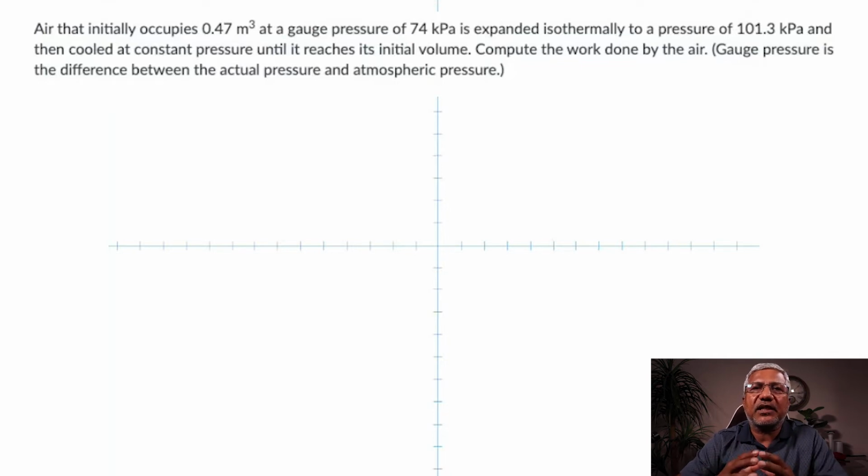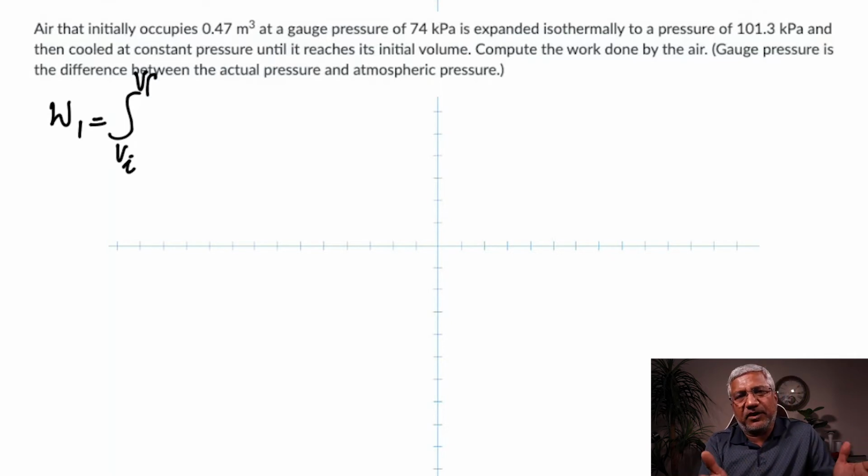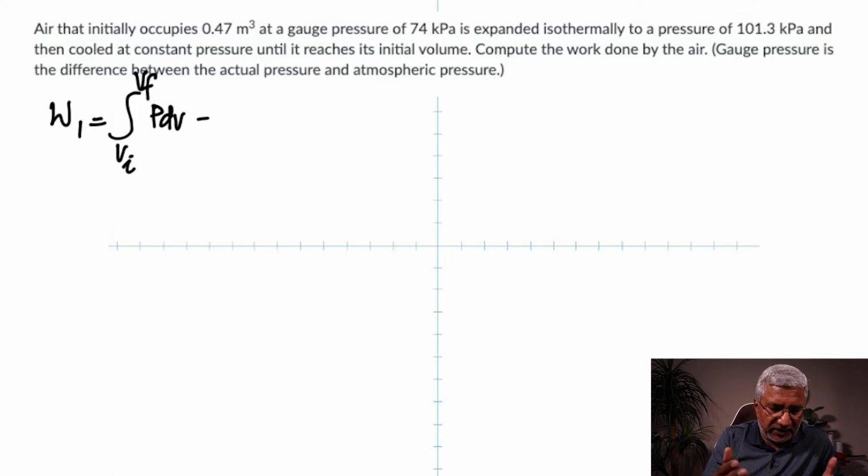It's something like this, before I show you. It is little n RT natural log V final over V initial. So it depends on the number of moles. Here is the formula. Well, I'm giving you the general formula first. It's integral VI to VF of P dV, you know that. And then you can substitute for pressure.